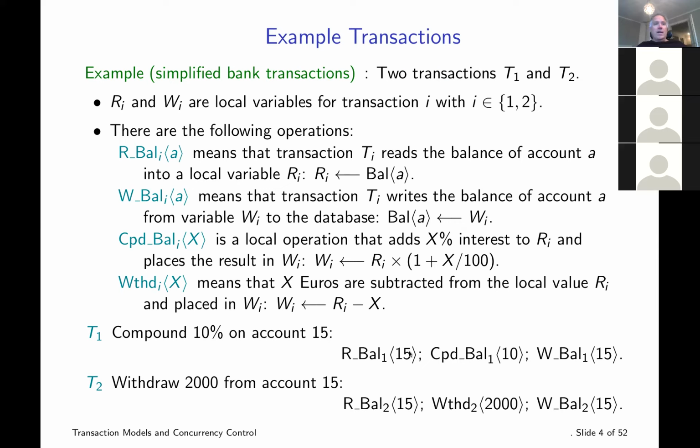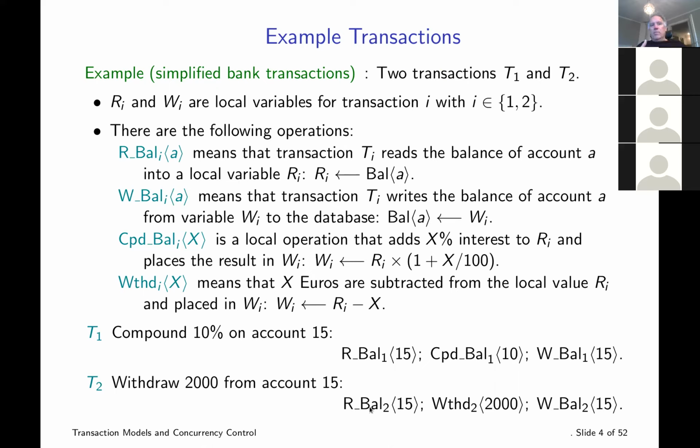in account number 15 by 10%. So basically it reads the number there, and then it compounds it, adds 10%, and then it writes it back out, writes back what the value is for account number 15. Okay, so that's compounding. The other one here is the withdraw.